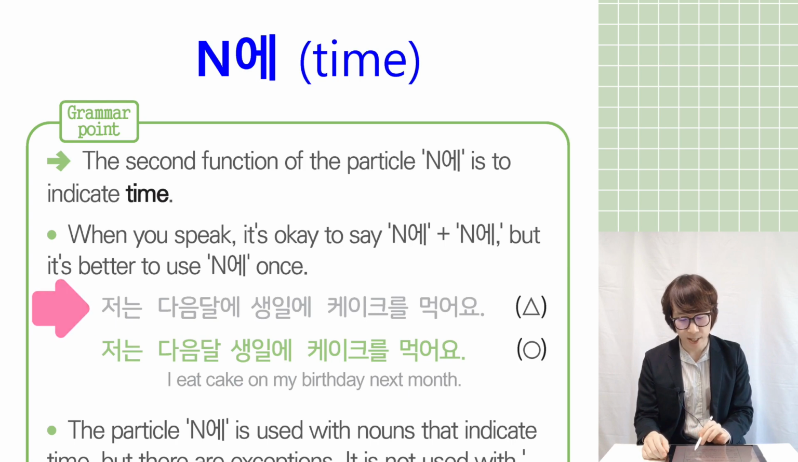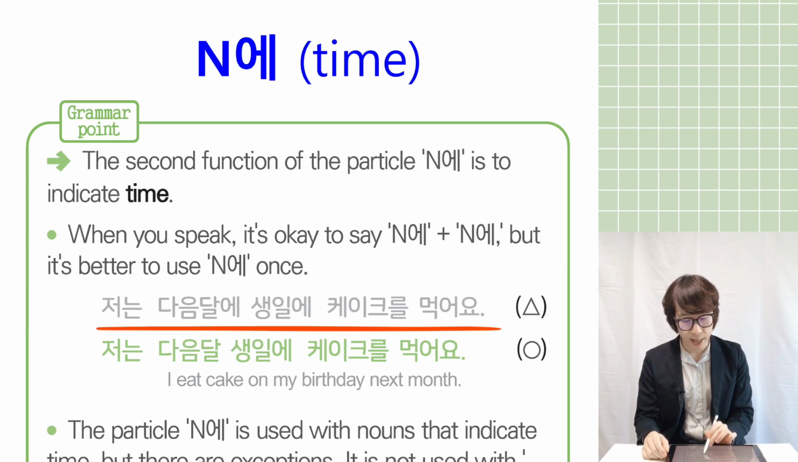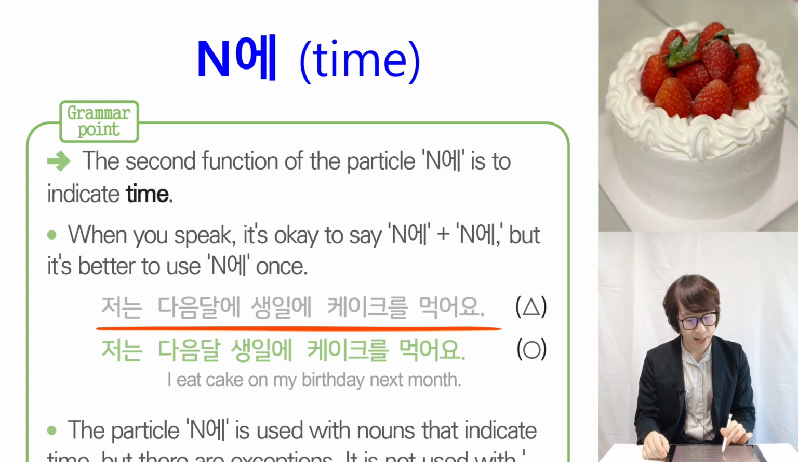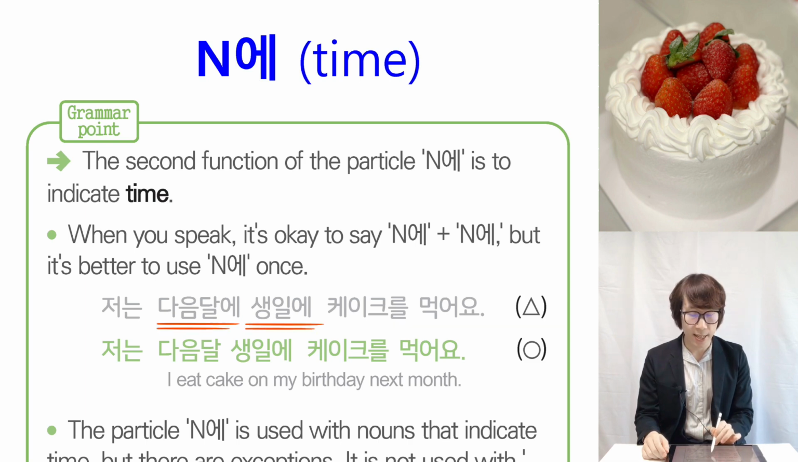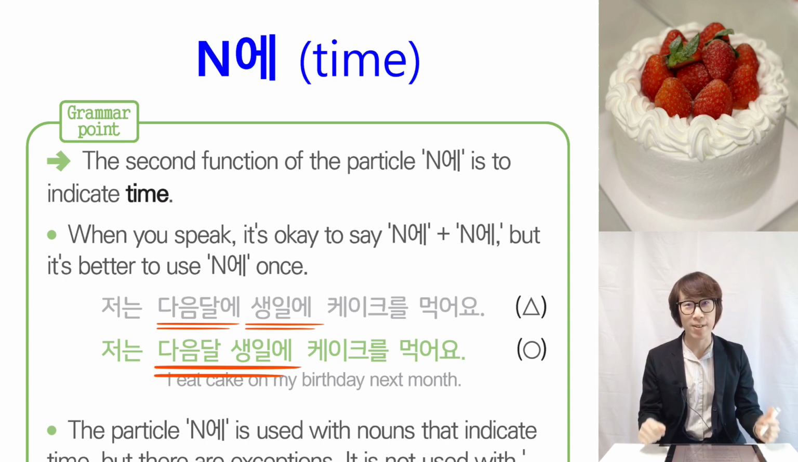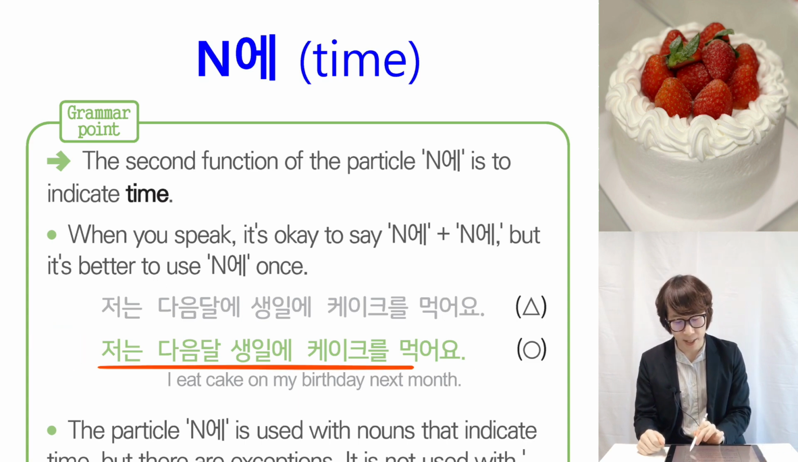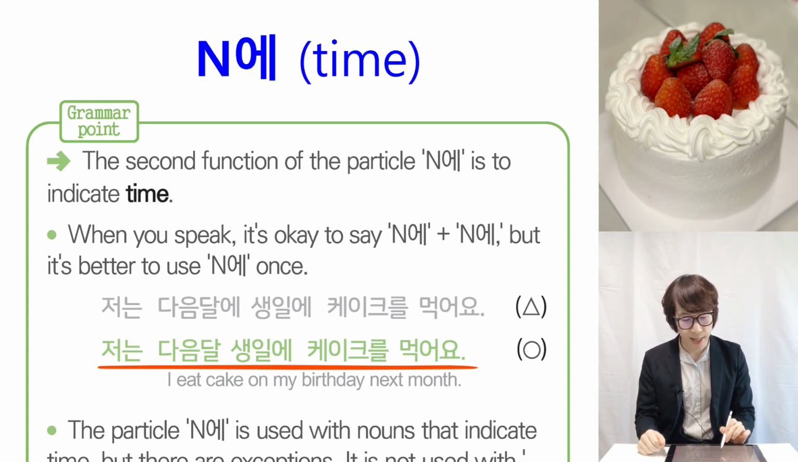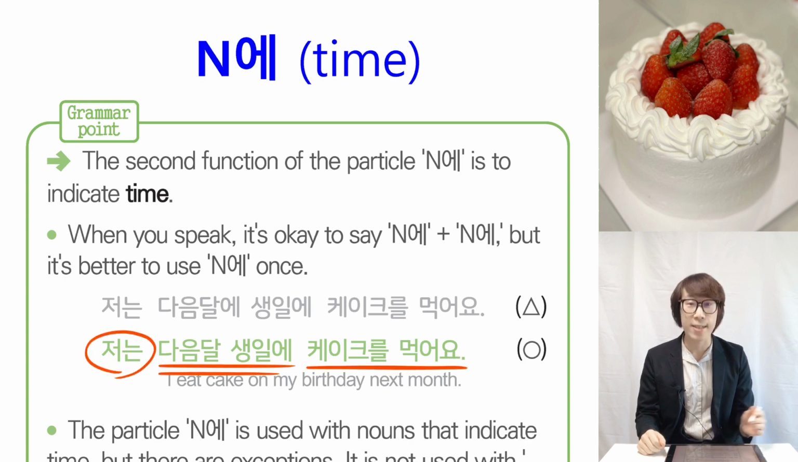Example, can you see here? 저는 다음 달에 생일에 케이크를 먹어요. So, I eat cake on my birthday next month. 다음 달 is next month, the time, isn't it? And then 생일 is also time. So 다음 달에 생일에, you can just make it one. 다음 달 생일에. It sounds better. So you better say 저는 다음 달 생일에 케이크를 먹어요. I eat cake on my birthday next month, like this.